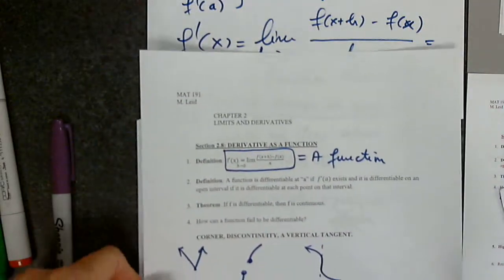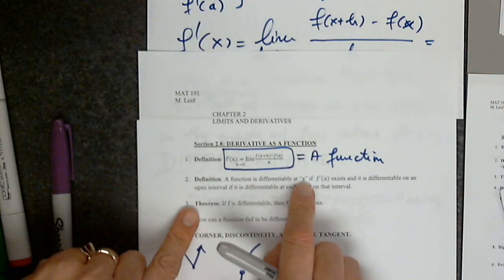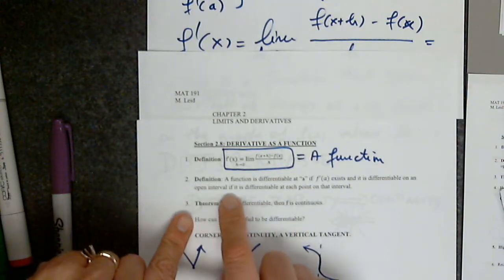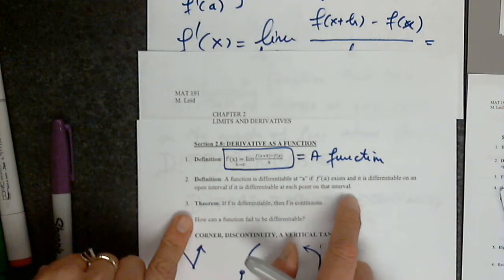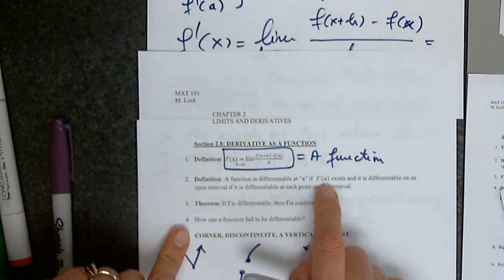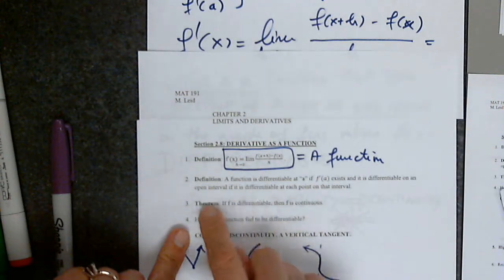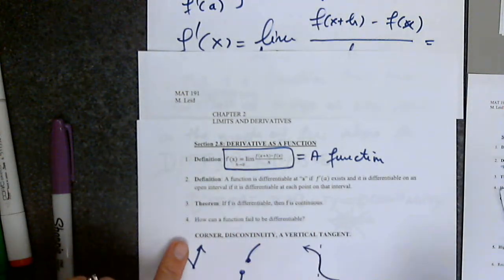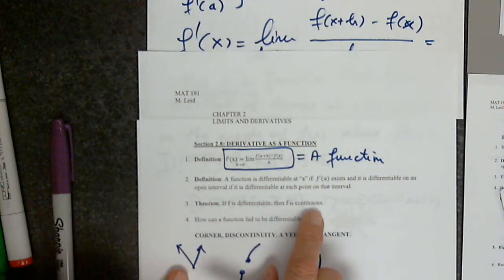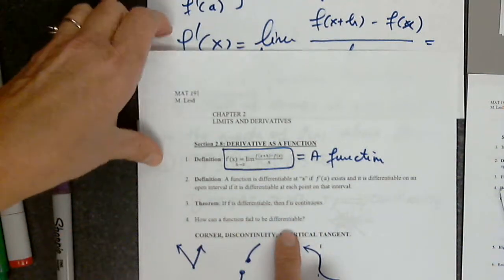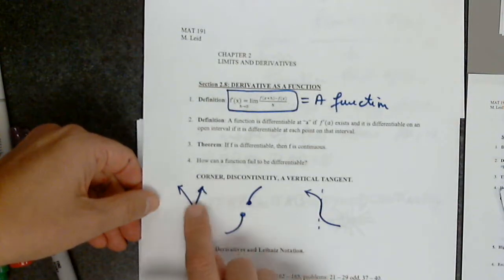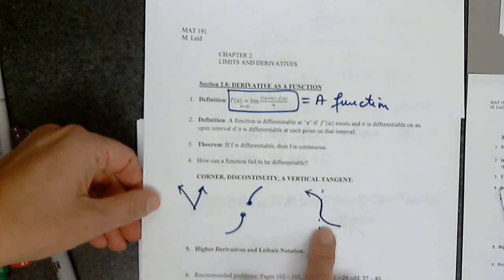So here it is. A function is differentiable at a point A if f prime of A exists, and it is differentiable on an open interval if it is differentiable at each point on that interval. It makes sense. And what you just told me is correct. If f is differentiable, then f is continuous. How can a function fail to be differentiable? In these three situations: when the function is not continuous, when it has a corner or a cusp, or when it has a vertical tangent.